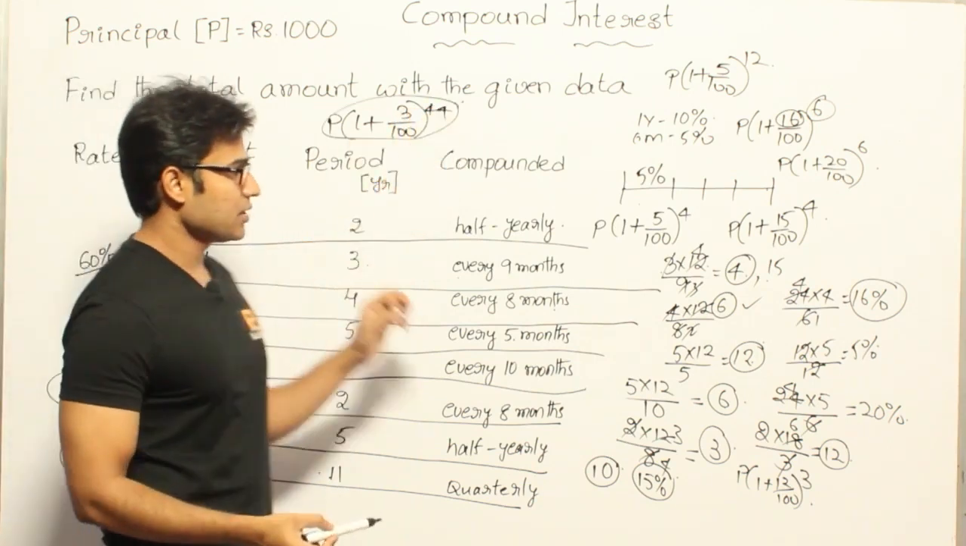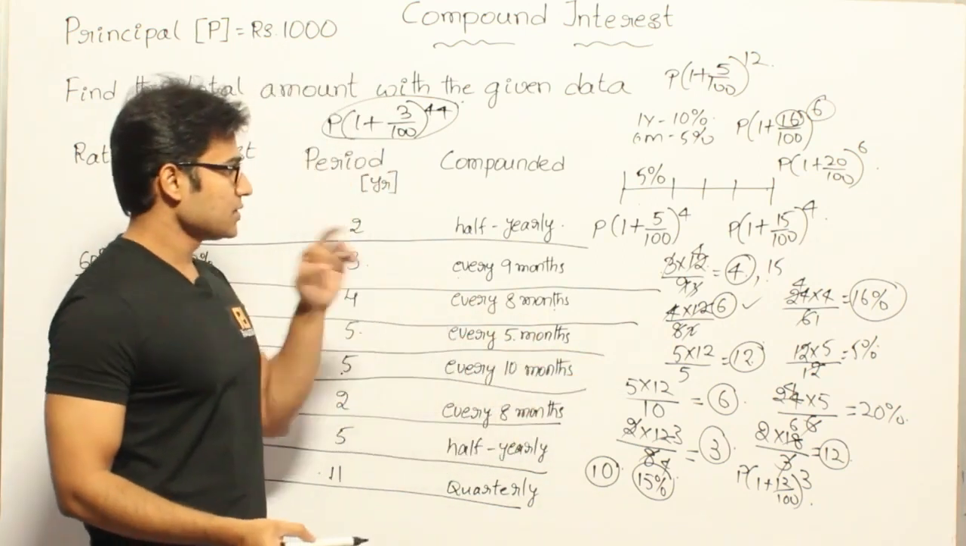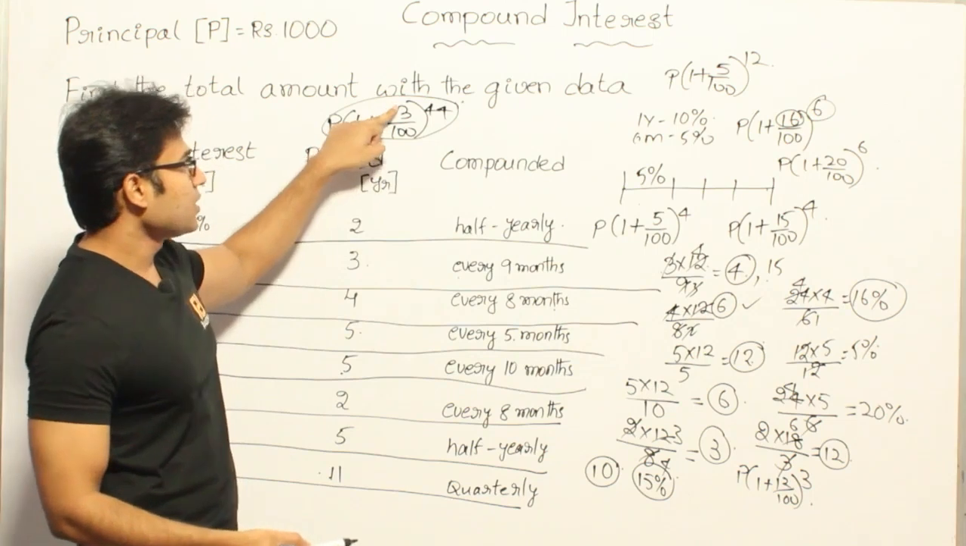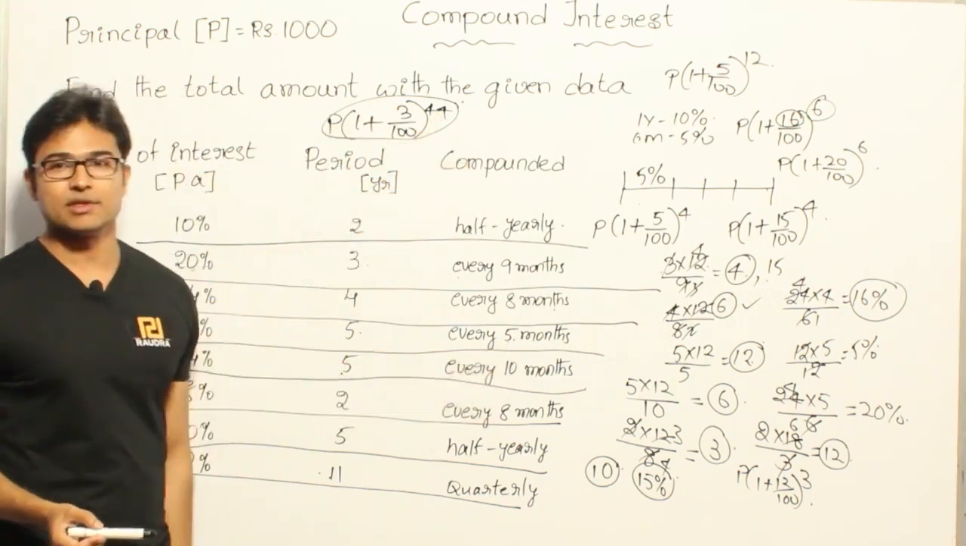So anyway, we are not interested in finding out the exact answer. What I wanted to show you is what should be the number here and what should be the number here, right? I think you understood how to compute these numbers.